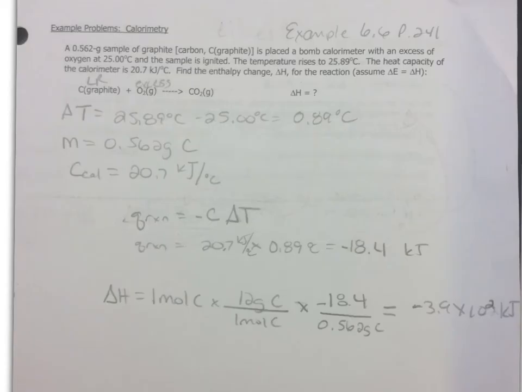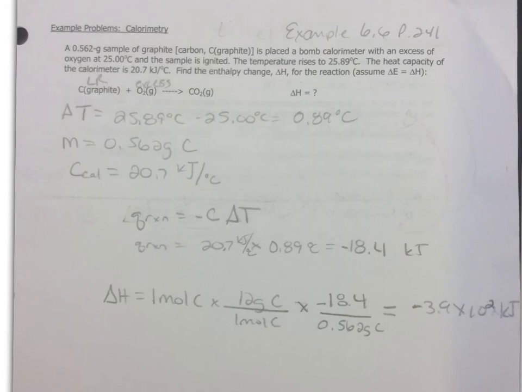The next problem is like example 6.6 on page 241. So a 0.562 gram sample of graphite, which is carbon, is placed in a bomb calorimeter with excess oxygen at 25.00 degrees C, and the sample is ignited. The temperature rises to 25.89 degrees C. The heat capacity of the calorimeter is 20.7 kilojoules per degree C, and we again have to find delta H.